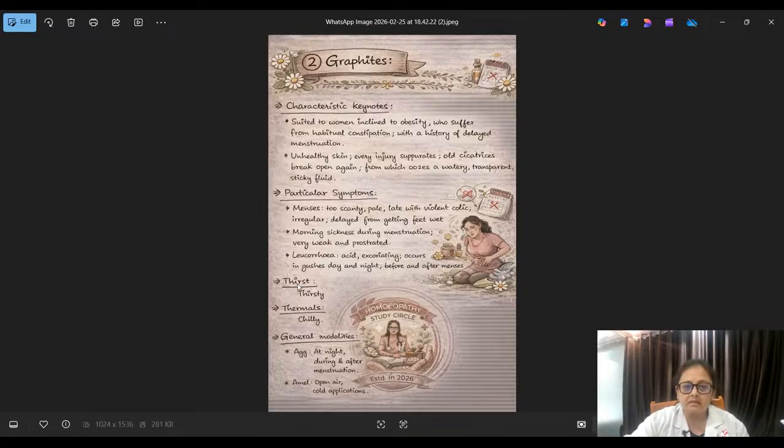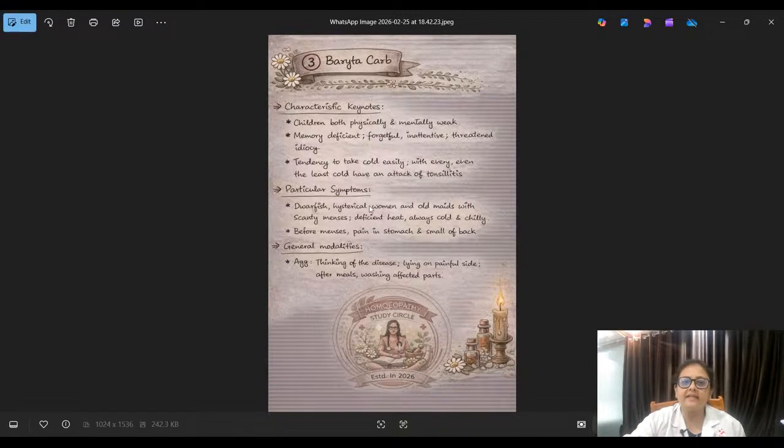Okay, next, the Graphites patient is thirsty, chilly, aggravation from diet, during and after menstruation, amelioration in open air, cold application. So this is Graphites. Next, Baryta carb. Baryta carb patient. What shall I say about Baryta carb? Baryta carb is a retarded patient.